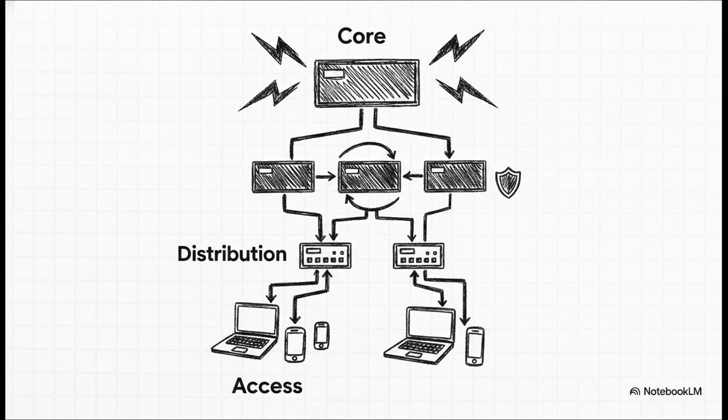Finally, sitting at the very top is the core layer. Now, the core doesn't care about policies. Its only job is to be a lightning-fast transport backbone, rapidly switching massive amounts of data across the campus using a dynamic routing protocol like OSPF.